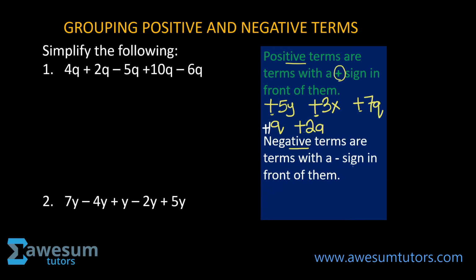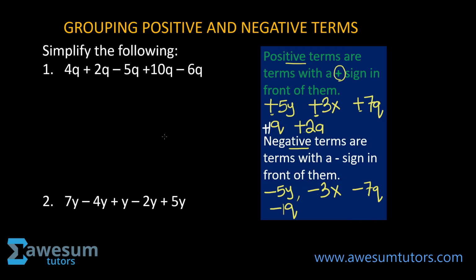Okay, let's look at negative terms. They have a negative sign in front of them. Negative 5y, negative sign in front of this. Negative 3x, okay, negative sign. Negative 7q, that's a negative sign. What about if you have negative q? Remember, there is also an invisible number right here, which is 1. So negative q or negative 1q is also a negative term.